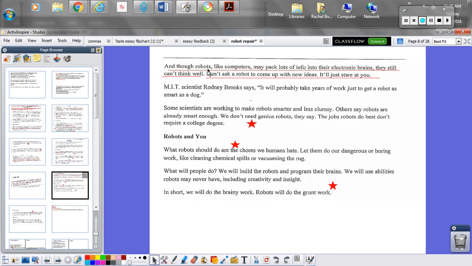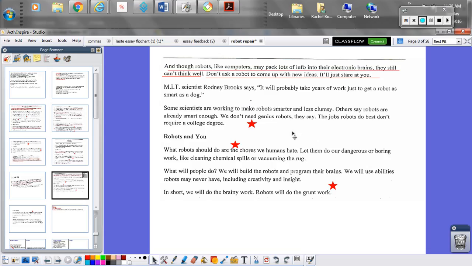Then I underlined robots like computers may pack lots of info in their electronic brains, but they still can't think well. Don't ask a robot to come up with new ideas, it'll just stare at you. I underlined this because it supports my opinion that robots should not do human jobs. They're not as creative as humans.